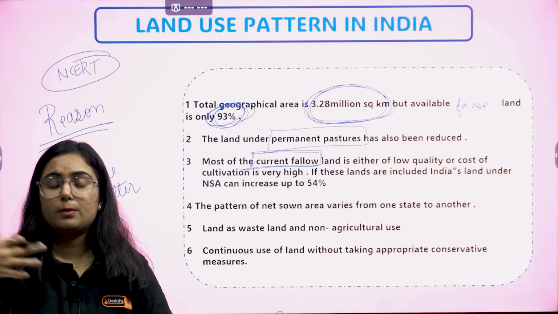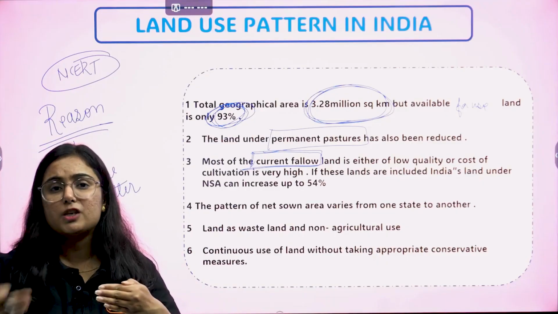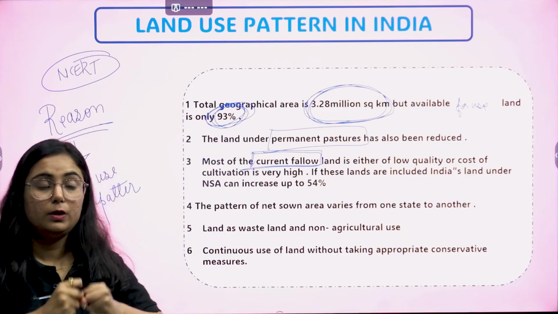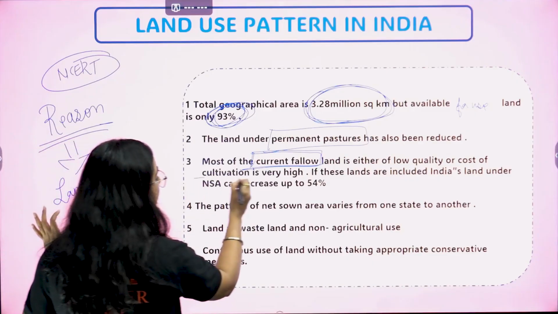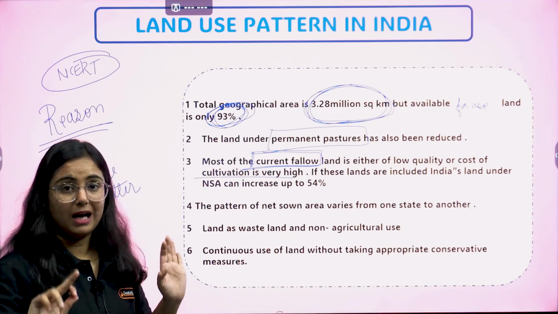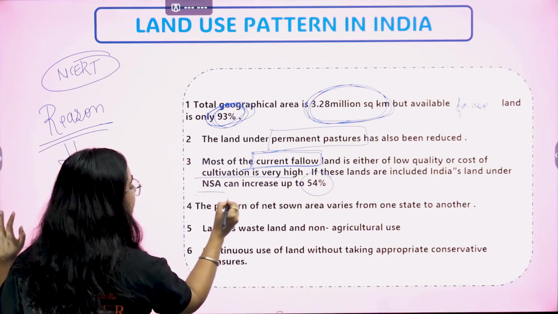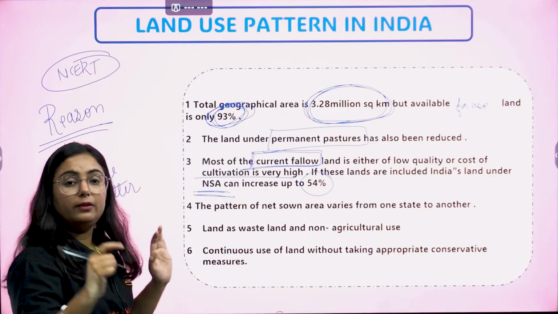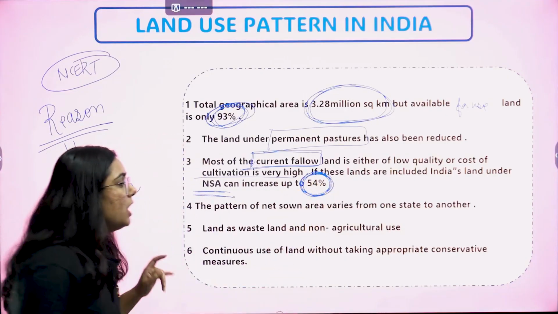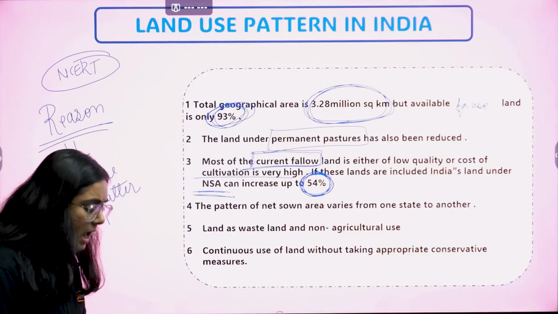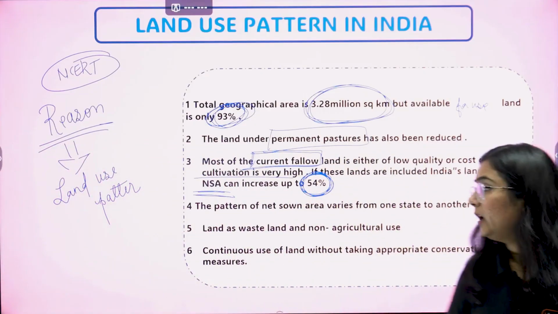We can use pesticides, fertilizer, and some appropriate measures to make this land useful, but the cost of it is very high. Now mark my point: if done, we can increase the net sown area. This NSA is net sown area. If done, we can increase the net sown area to 54%. How much? To 54%.